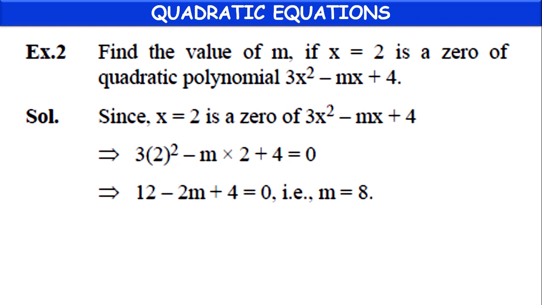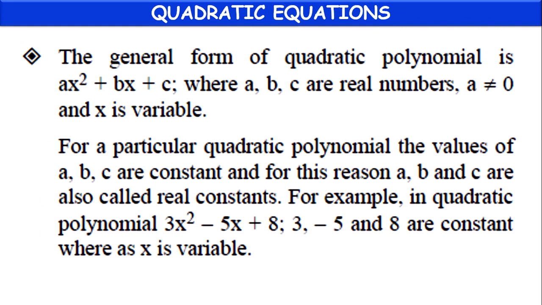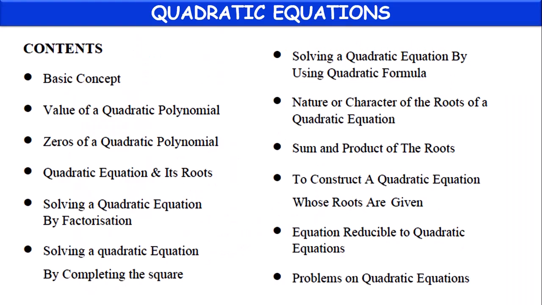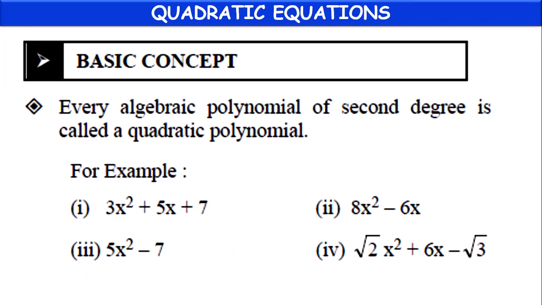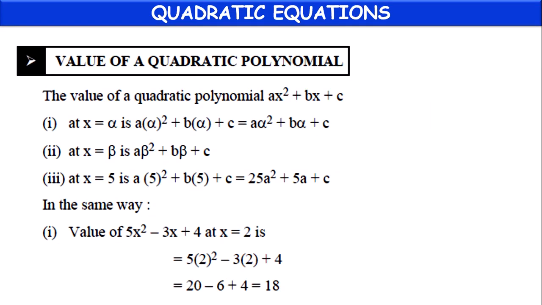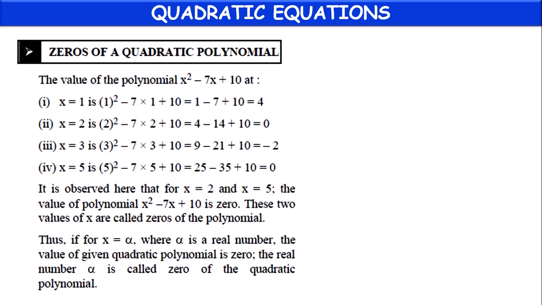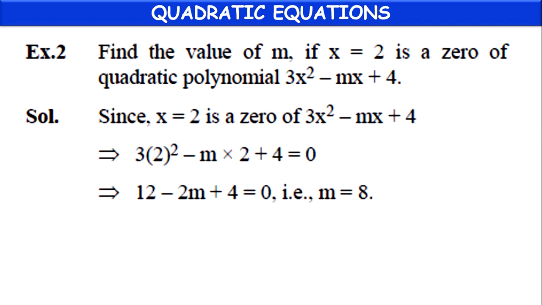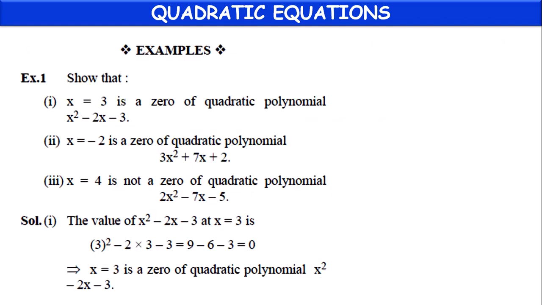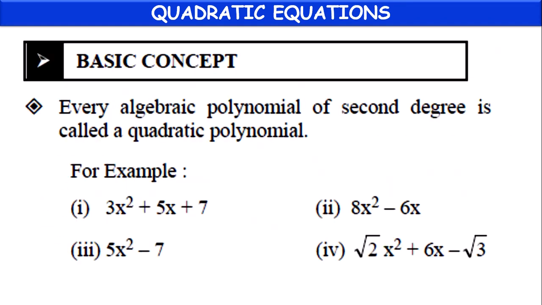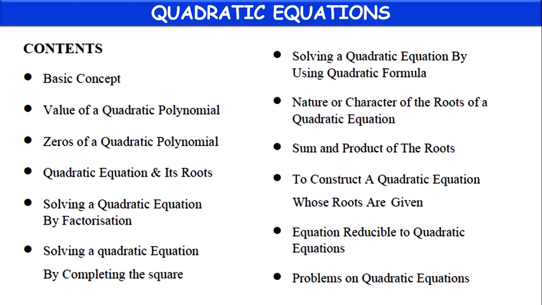So this is all for today, children. So what we have learned today from quadratic equations chapter, we have learned the basic concept, and we have learned the concept of finding the value of quadratic polynomial, how to find zero of quadratic polynomial. These concepts we have covered, children. So here, basic concept we have covered, value of quadratic polynomial we have covered, zeros of quadratic polynomial. So these three concepts we have covered.